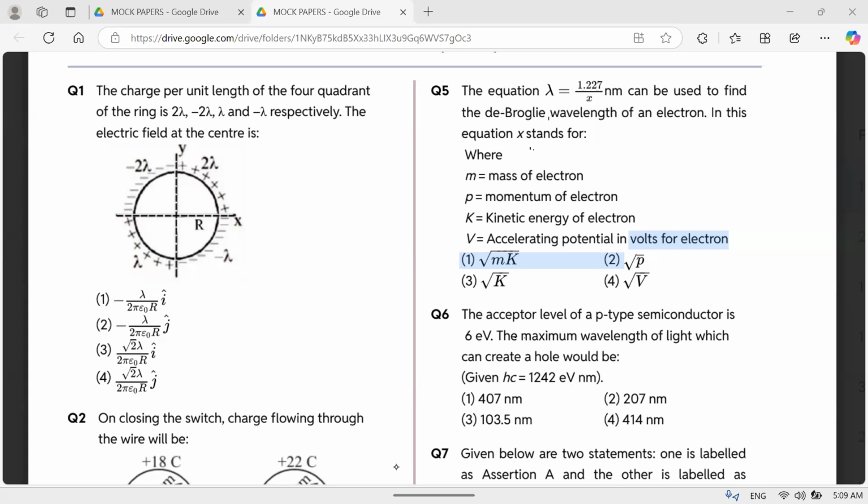The first question, madam. The charge per unit length of the four quadrants of the ring is 2 lambda, minus 2 lambda, lambda, and minus lambda. The electric field at the center is how much?